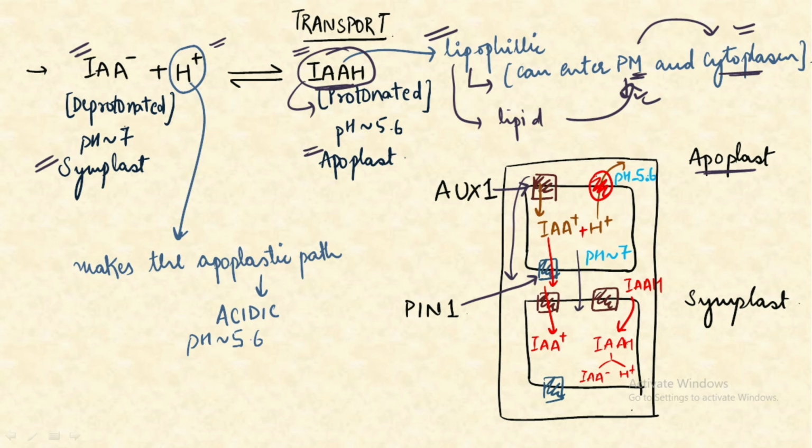As you can see, initially IAA⁻, the deprotonated form, and the H⁺ get entry into the cell by the help of AUX1, and the H⁺ gets out of the cell again by the help of some other pump present on the cell, which makes the pH outside the cell membrane 5.6, and because it is 5.6, it converts the auxin into the protonated form. So we have the protonated form getting entry into the plant cell via the symport, and this process continues.